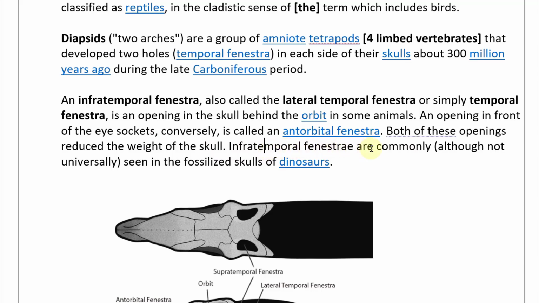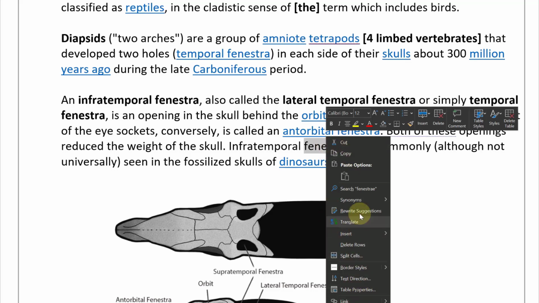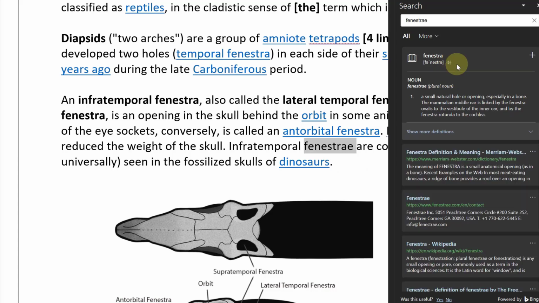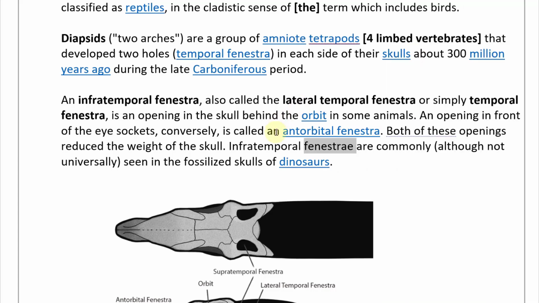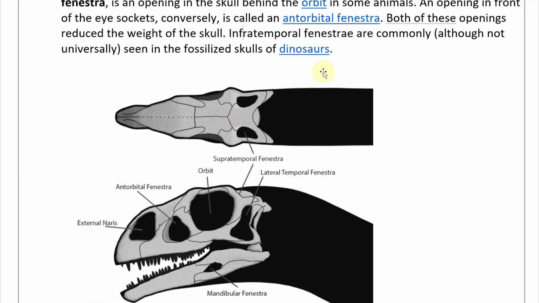Infratemporal fenestrae are commonly... I'll just search how this is pronounced. Fenestra goes back to fenestra. So, fenestrae. I just had to Google this one. This is fenestrae, that's what Google says. So infratemporal fenestrae are commonly, although not universally, seen in the fossilized skulls of dinosaurs. Yes, commonly, but not universally.